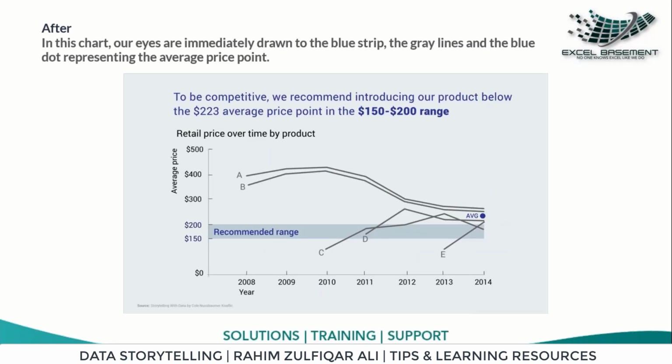Instead of this kind of column chart, we created a line chart again. And in this line chart, we come up with a narration. To be competitive, we recommended introducing a new product below the average, at a $2 to $3 average price point in the 150 to $200 range. So we have again five products in this line chart. The horizontal axis depicts the time period, and we have come up with a recommended range, where we need to set an average price in order to make sure that our average stays constant, right?